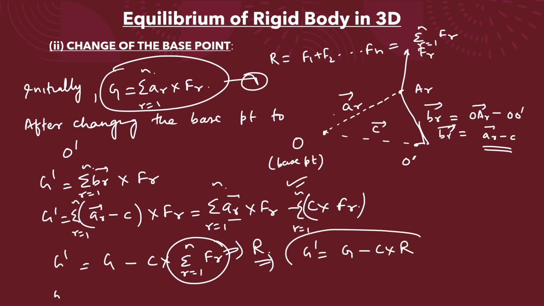So on changing the base point, there is no change in the resultant, rather there is a change in the couple of moment, that is G changes to G dash, and there is no change in the value of R on changing the base point.